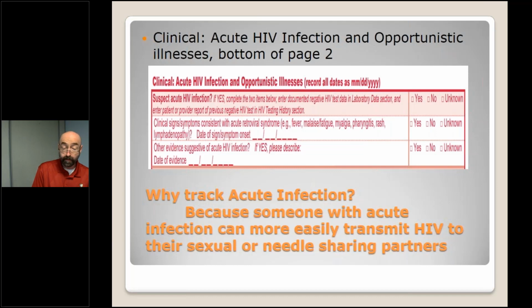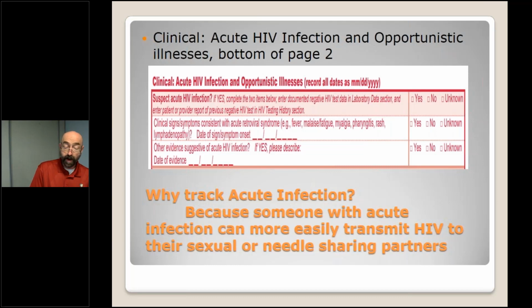Clinical symptoms consistent with acute retroviral syndrome: fever, malaise, fatigue, myalgia, pharyngitis, rash, lymphadenopathy. I said that wrong, I apologize. And then when did those symptoms start? Have they had flu-like symptoms? And we need a box marked yes, no, or unknown. Other evidence suggestive of acute infection: what have they told you, or what information have they given you?